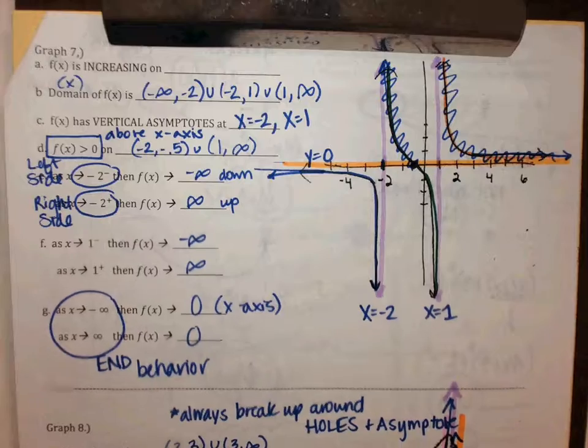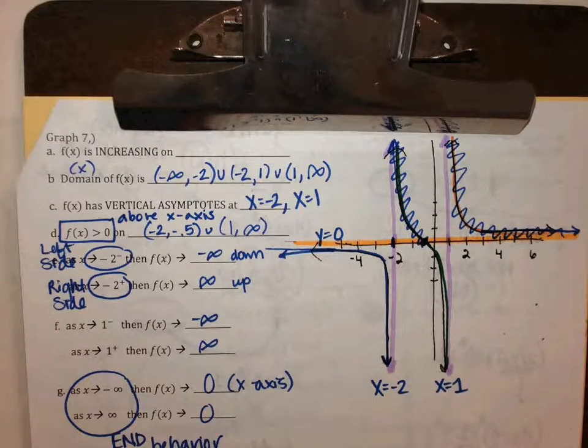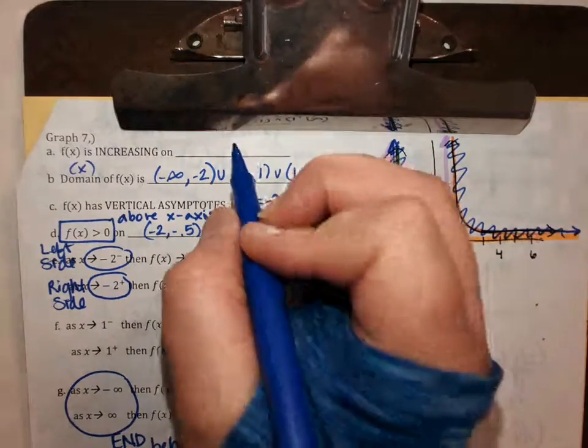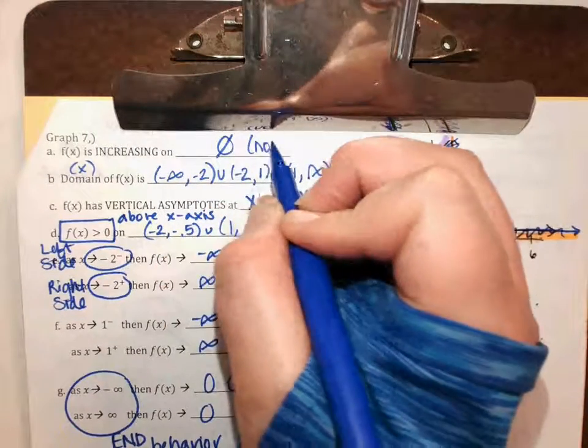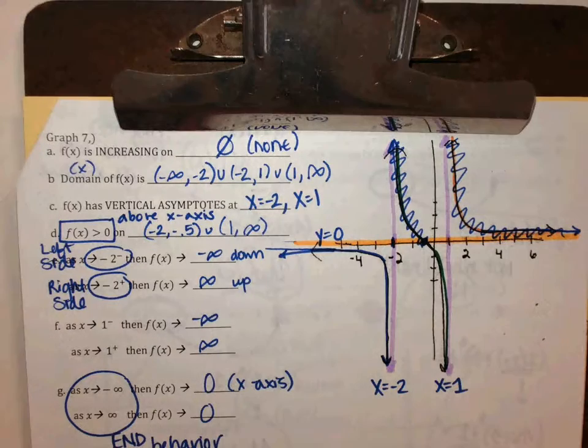Oh, good. Okay, real quick, the increasing, does this one ever increase? Watch. Remember, I have to start here. What am I doing? Increasing or decreasing? Decreasing. What am I doing here? Decreasing. What am I doing here? So if it's never increasing, what would you put? None. Empty set, or you could put none. Okay, because it's going downhill the whole time.